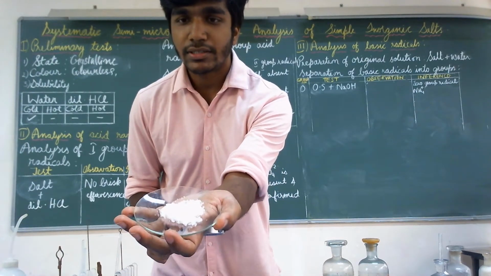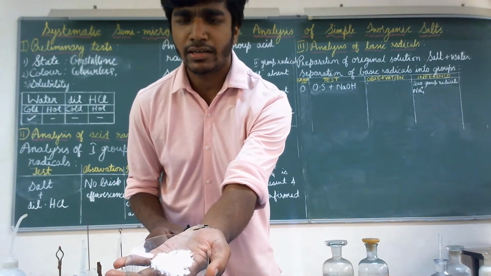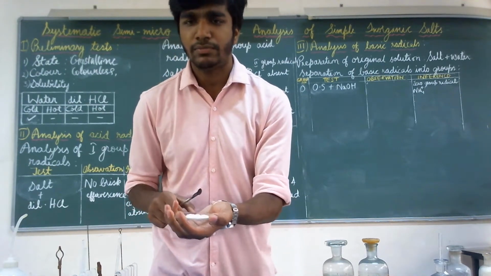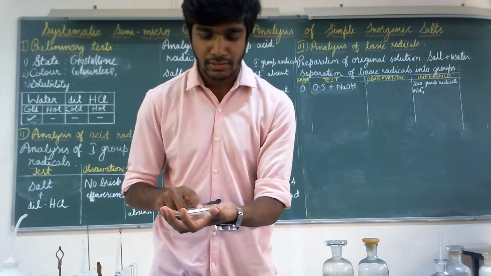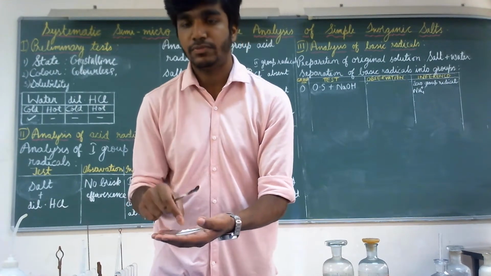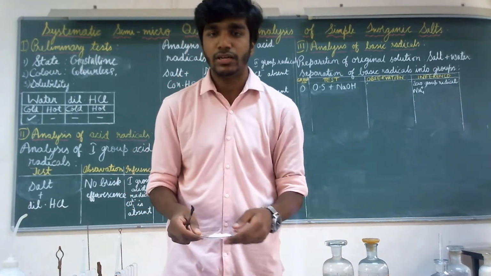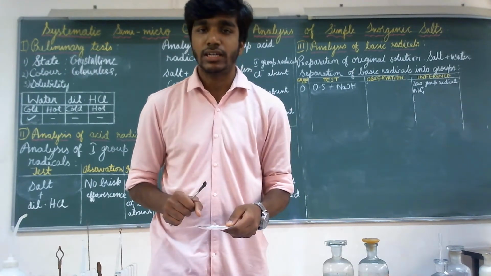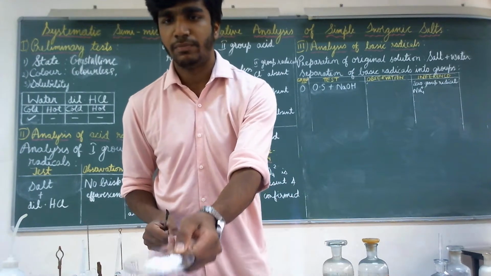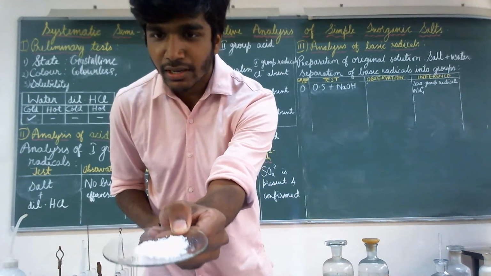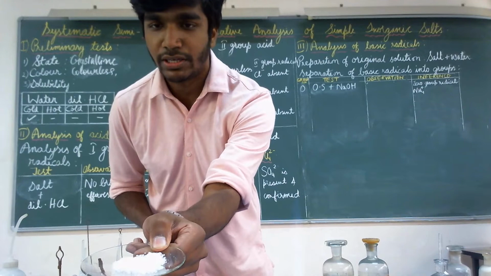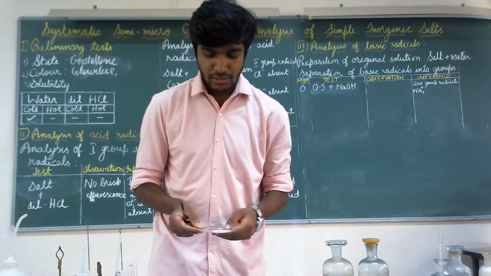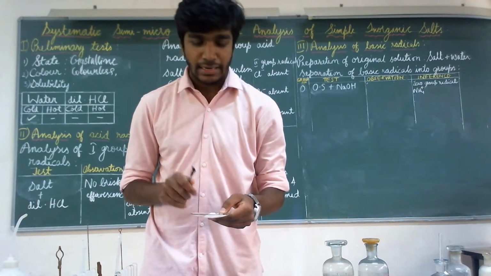I'm pretty sure the camera can't capture this, but this salt looks like the table salt or kitchen salt that we use, and even to the touch it feels like table salt, and hence we'll be calling this salt crystalline. Color is, as you can see, white, but you have to call it colorless. So the state of the salt is crystalline and it is colorless.